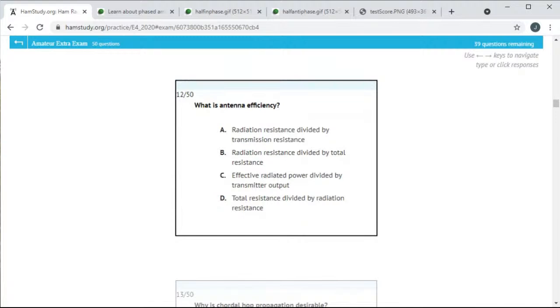What is antenna efficiency? A. Radiation resistance divided by transmission resistance. B. Radiation resistance divided by total resistance. C. Effective radiated power divided by transmitter output. D. Total resistance divided by radiation resistance. And I'm going to go with radiation resistance divided by total resistance.